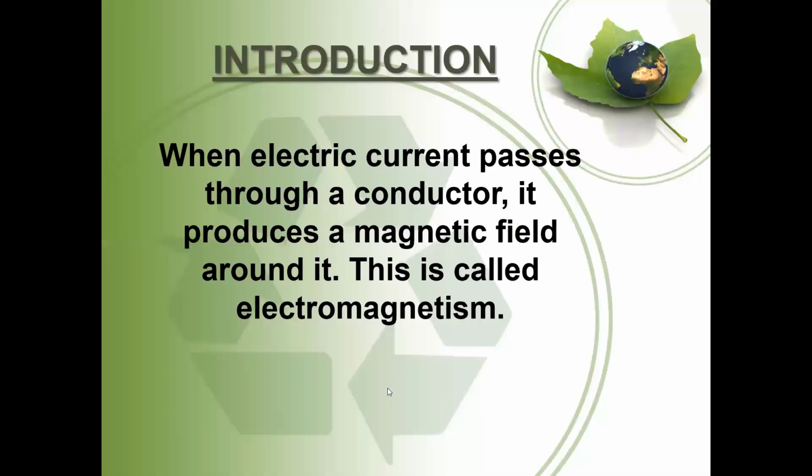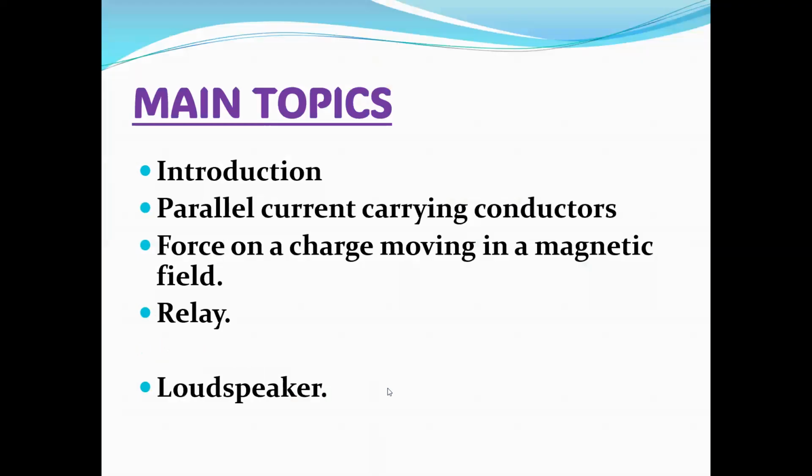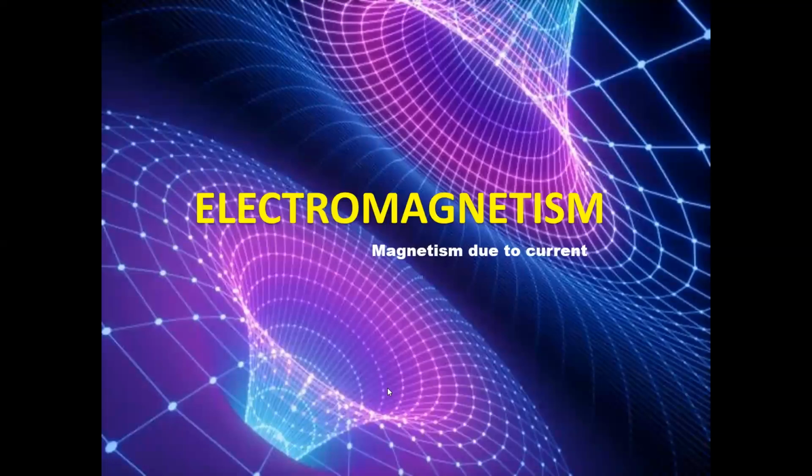So can you repeat with me? What is the main concept of this chapter? Look at the screen and tell me. Electromagnetism. So is it something due to current? Yes. So what is electromagnetism? Magnetism due to current. Look at the one liner of the chapter. Electromagnetism: what is the one liner? It is the magnetism due to current. So can you repeat again? What is electromagnetism?